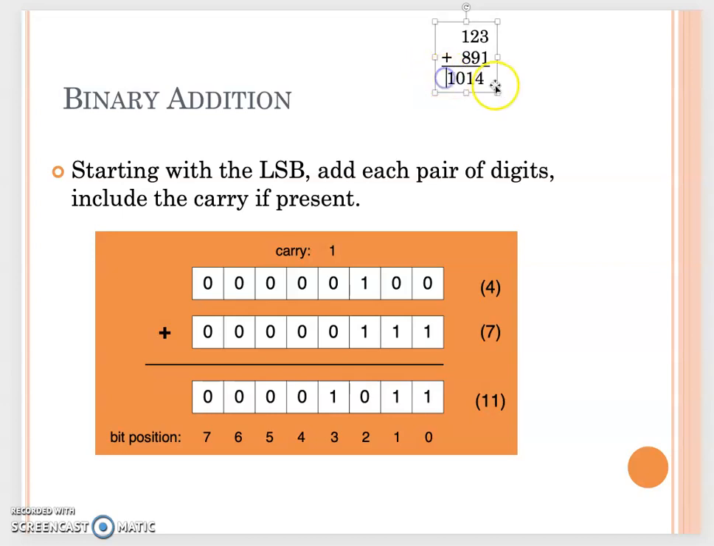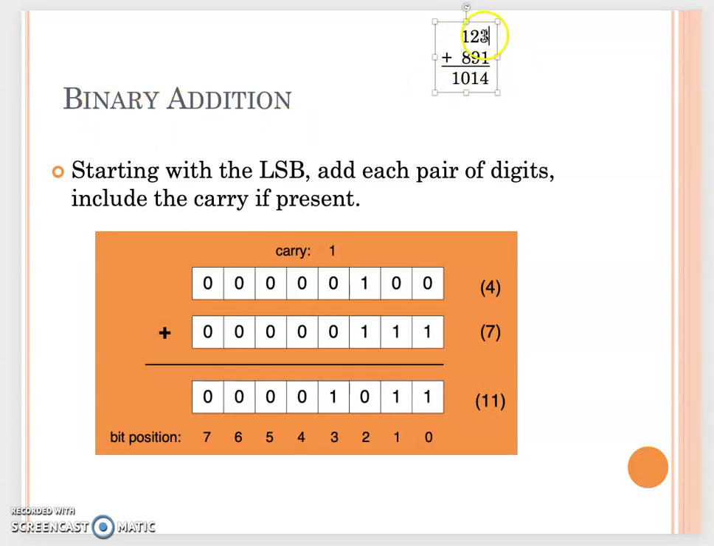So that's why when you do the decimal addition, you start with the least significant digit. You start from the right-hand side. So 3 plus 1 is 4. 2 plus 9 is 11, so you carry over 1. Binary does the same thing.